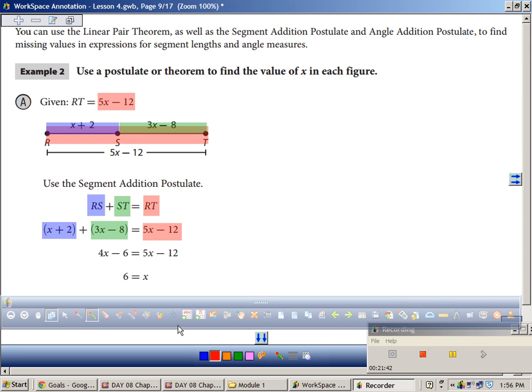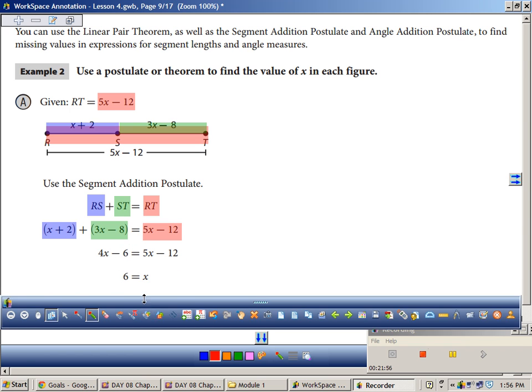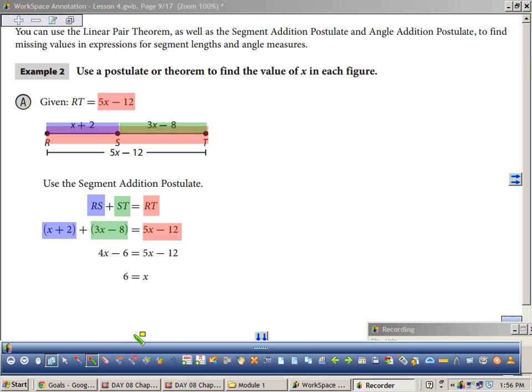And now it's just a simple algebraic equation, correct? That you should all be familiar with. 1x plus 3x is a total of 4x. 2 and negative 8 makes negative 6. If we solve that, we get 6 equals x. Question?